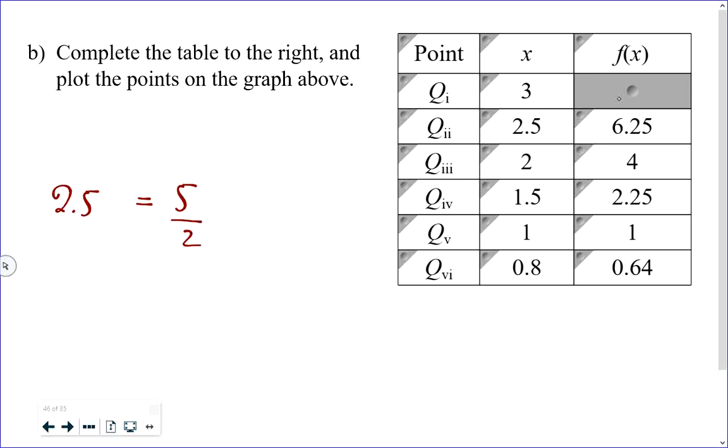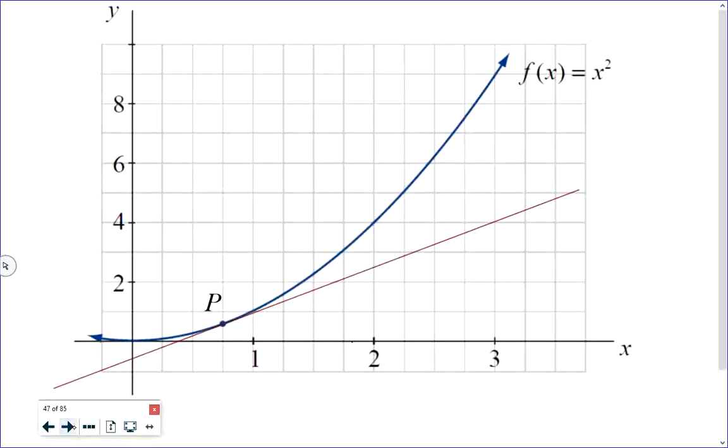And plotting the points is easy. If I want to plot the point 3,9, I just have to put a point where x equals 3 on the function, and it's going to be at 9, right? If I want to plot the point 2.5, I don't even care what the square of 2.5 is. If I go over to 2.5 on this grid and plot the point, it's going to be at, was it 6.25? Okay.